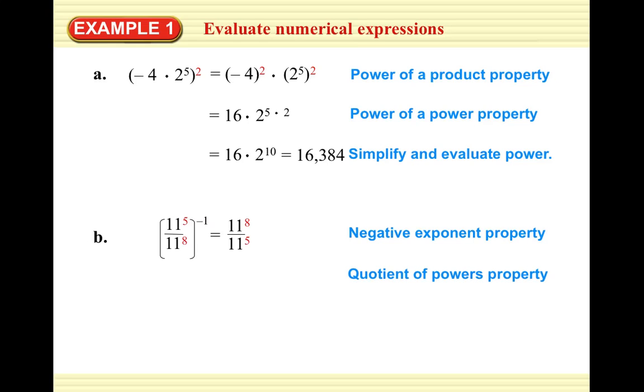And then the quotient of power properties says that we can subtract the exponents. If I'm dividing exponents that have the same base, I can subtract the exponents, giving me 11 to the 3rd, and then I can evaluate that with my calculator saying 1,331.